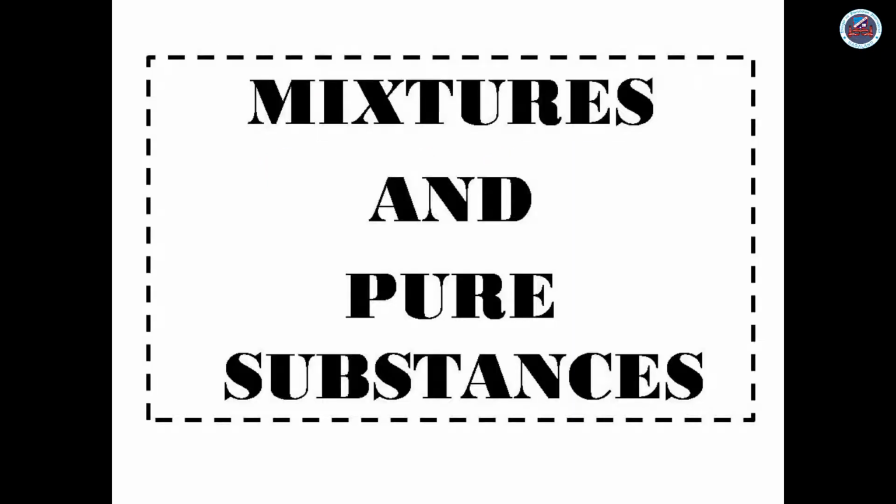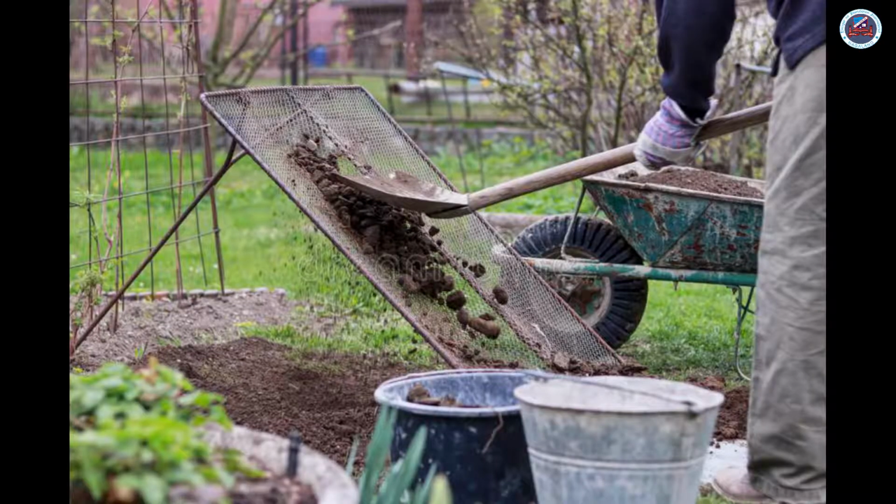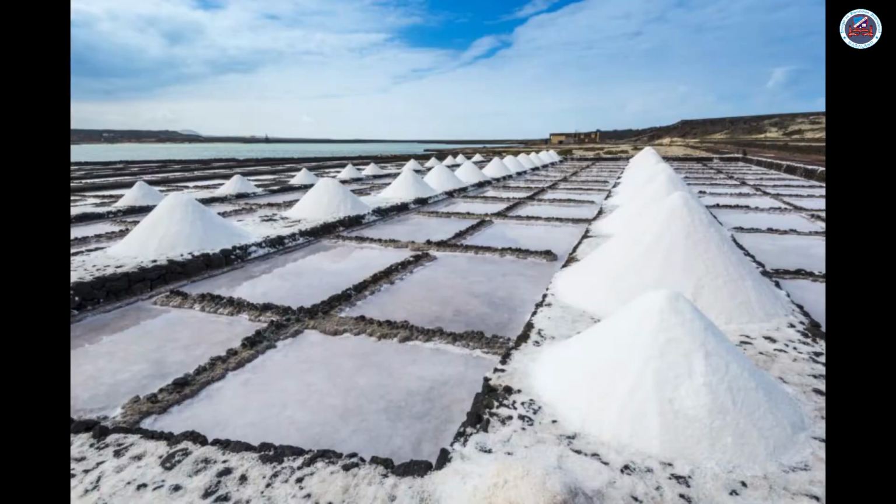Mixtures and pure substances. Mixtures are made up of particles of different substances. They are not chemically joined together, so we can separate most of them. For example, the mixture of salt and water, we can separate the salt and water by the process of evaporation.